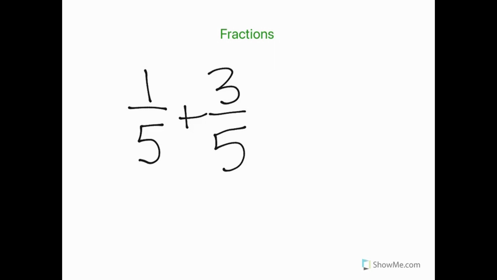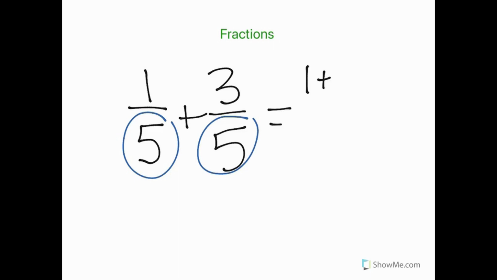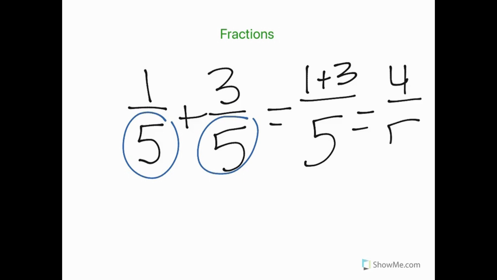First, we're going to add fractions with the same denominator. For example, let's do 1/5 plus 3/5. Because the denominators are the same, remember the denominators are on the bottom, that means that we can easily do 1 plus 3 over 5. The denominator stays the same. 1 plus 3 over 5 equals 4 over 5.